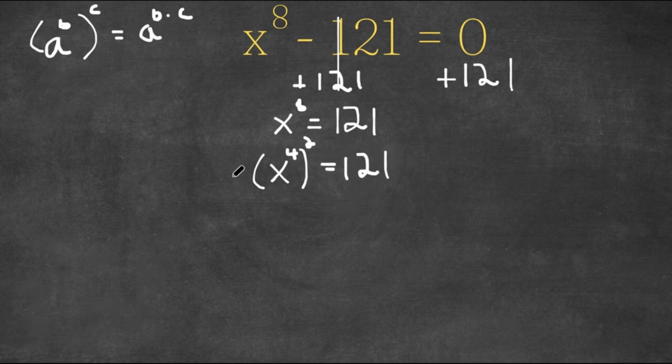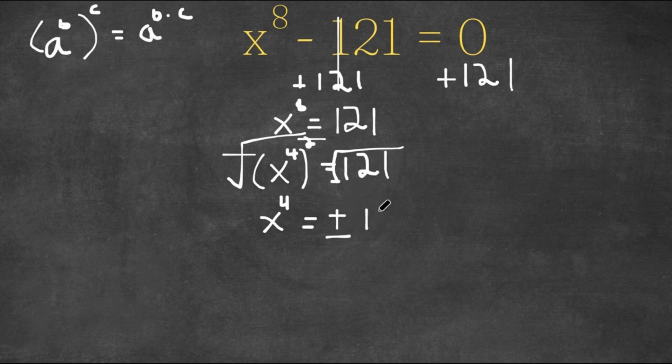Now what we're going to do is we're going to take the square root of both sides. So now the square root of this, well, these two just simply cancel because these two are opposites. So on this side, our left side, we have x to the power of 4. And on our right side, we have positive and negative 11. Remember, it's positive and negative, not just positive. So now we have x to the power of 4 equals positive and negative 11.